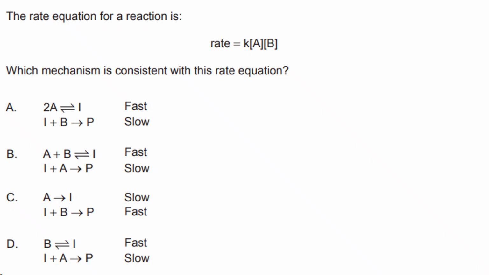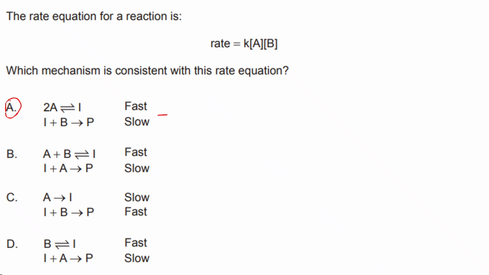Now, this is another example where the rate equation is given and different mechanisms are provided, and you'll have to guess as to which mechanism is consistent with this particular rate equation. We can use the method of elimination here to identify which is the consistent one. In option A, the first step is the fast step and the RDS is the second step.